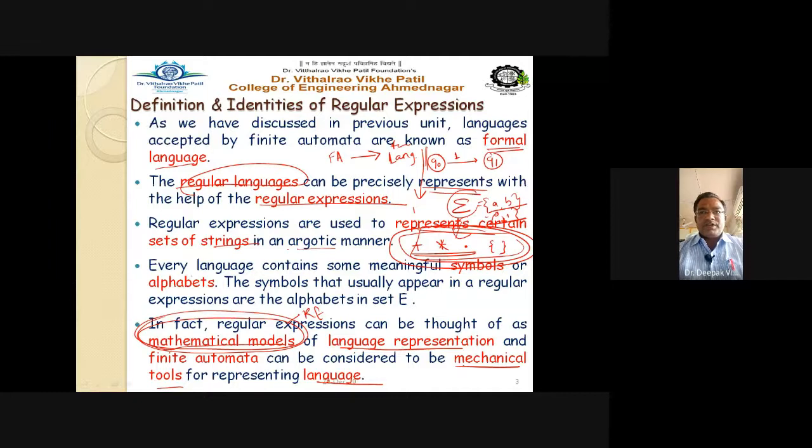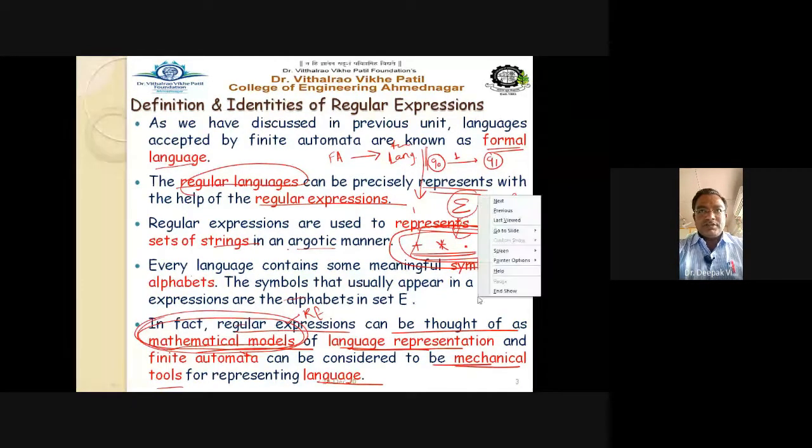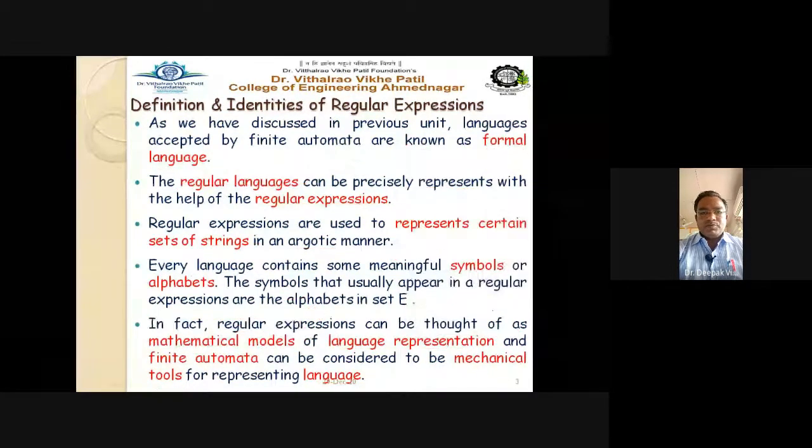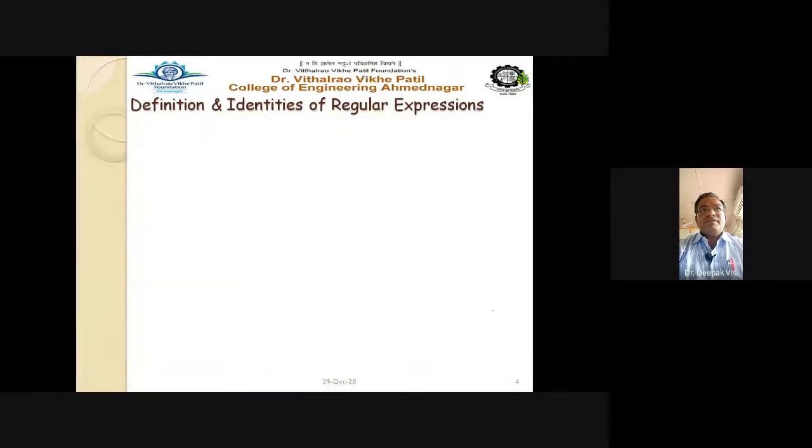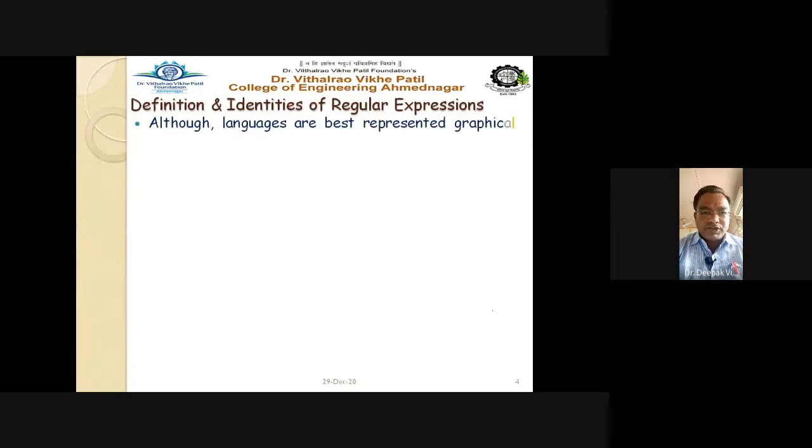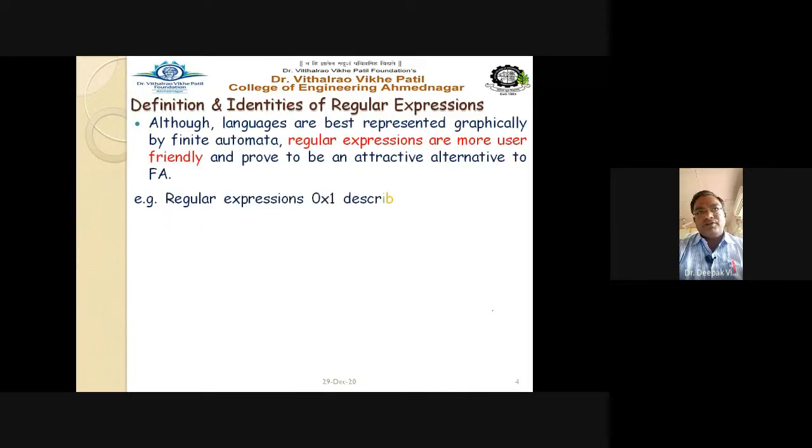That's why it is said that regular expressions can be thought of as a mathematical model of language representation, whereas the automata can be considered to be a mechanical tool for representing the language. Getting this point? So how to define the regular expression, or how to write the regular expression?